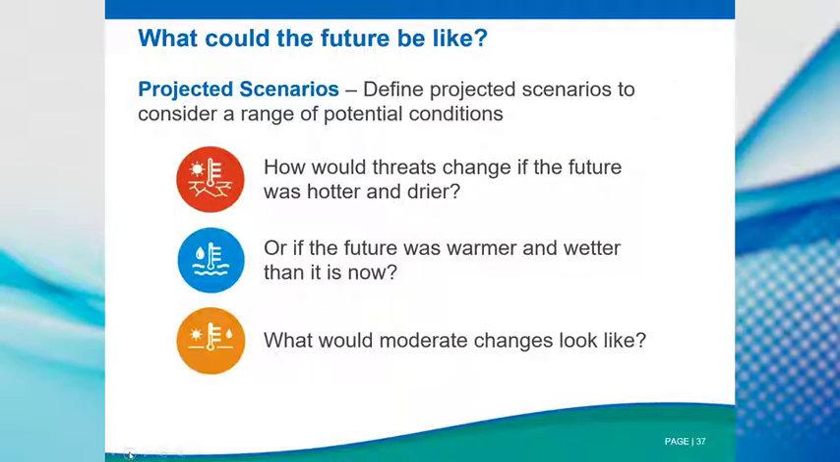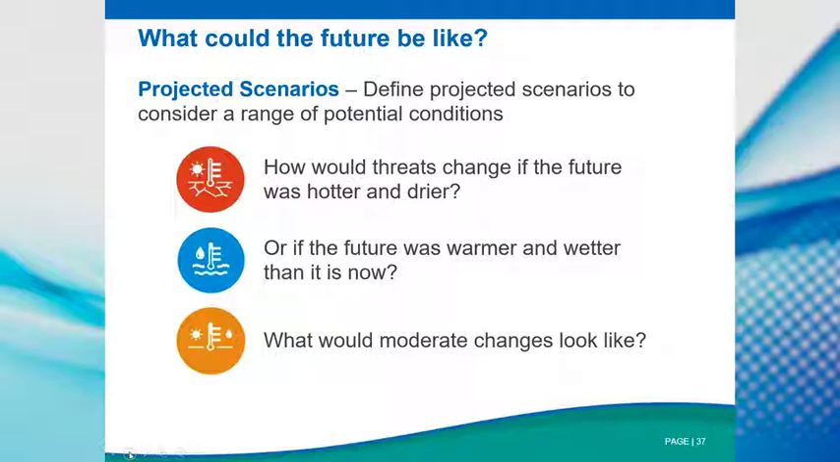In CREAT, we're going to define projected scenarios so that we can look at a range of potential conditions. You're going to be able to select among several. We're going to ask you, beginning with your assessment, to select just one, but there are many things you could look at that we've already seen at the end of module 1. So the first one, with the red circle and the thermometers: how would threats change in the future if it was hotter and drier? Or in the middle, with the blue circle, if the future was warmer and wetter than it is now, what does that mean for you?